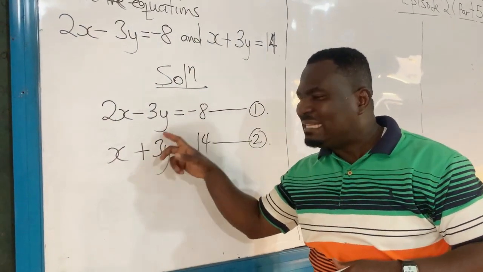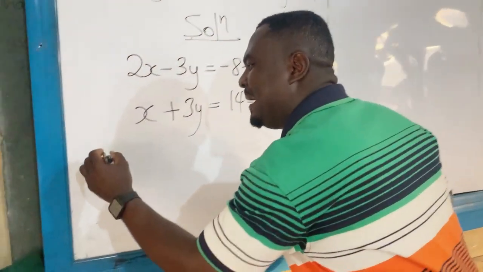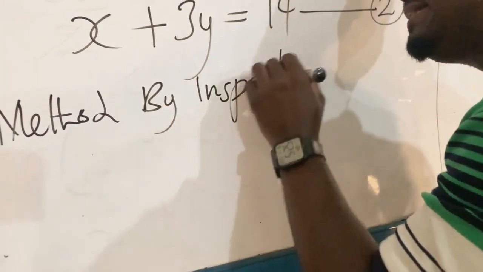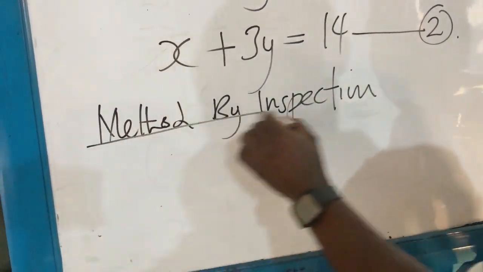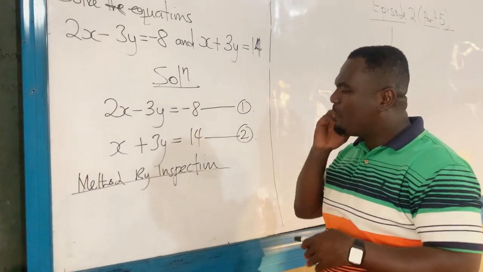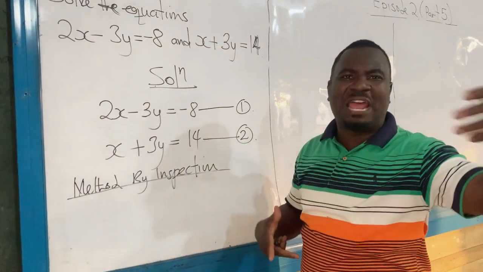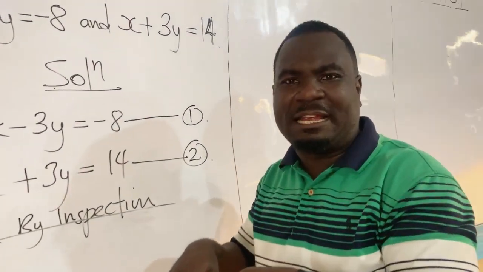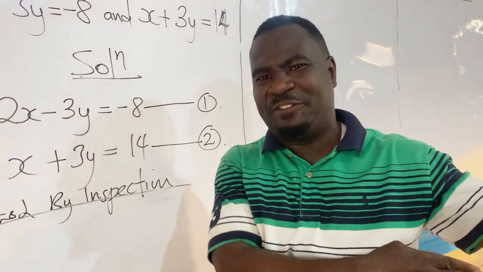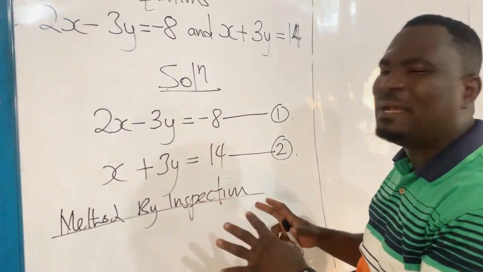The method I'm using in solving this simultaneous equation is very interesting. It's called method by inspection. One may say, hey, wow, method by inspection. And how is it done? How do we go by method by inspection? With the method by inspection, it blends both the elimination method and the substitution method. What I mean is, at a point when you are solving, you will see the elimination aspect of it, and on the other side, you are going to see the substitution aspect of it. So it's called method by inspection.